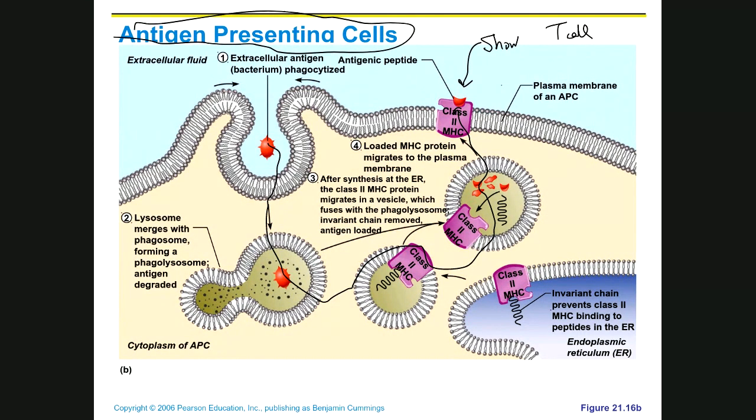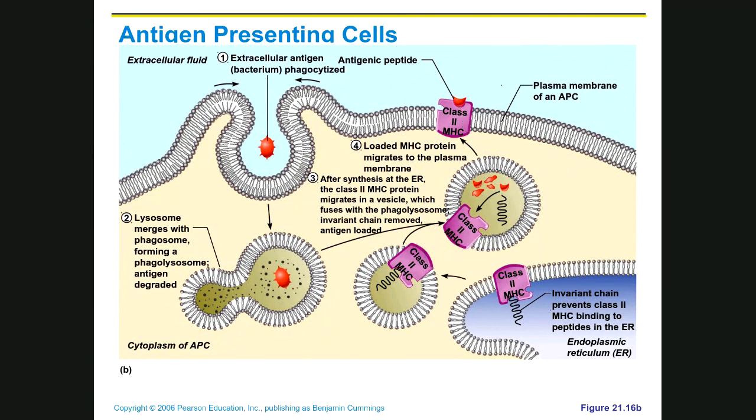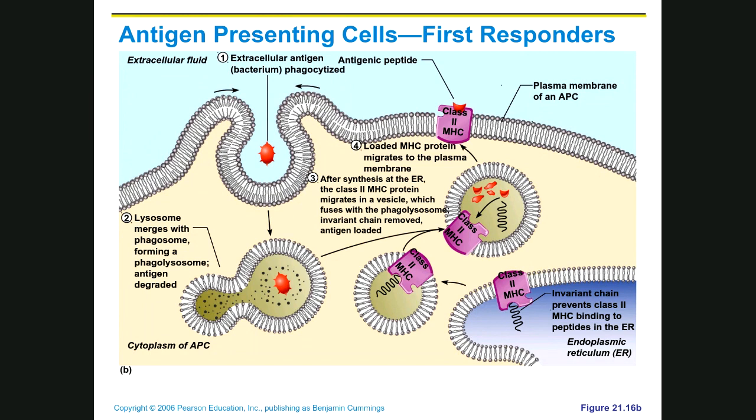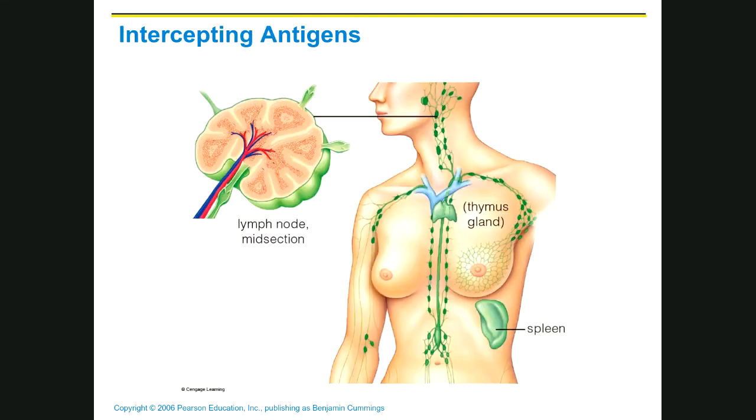So that's the very first thing that happens. And it can happen in lots of different places. It can happen in the skin, in the intestines, but most often it winds up happening in one of these lymph nodes or in another of these lymphatic tissues. It could be the spleen, it could be tonsils, it could be any one of them.